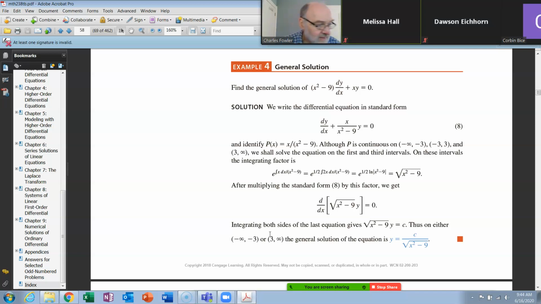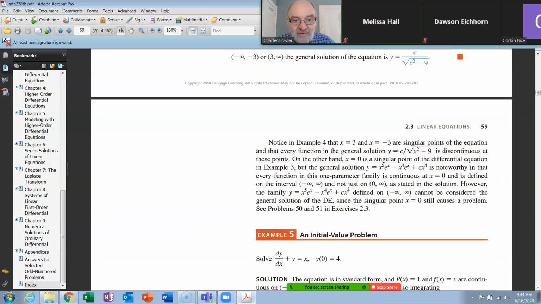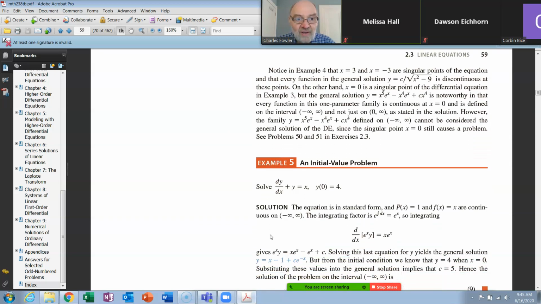Okay. Now, the top of the next page is what they're talking about. Notice in example 4, x equals 3 and -3 are singular points of the equation, and that every function in the general solution is discontinuous at those points. Okay. On the other hand, x equals 0 is a singular point of the differential equation in example 3, but the general solution allows that. There's nothing that says you can't do that. Okay.